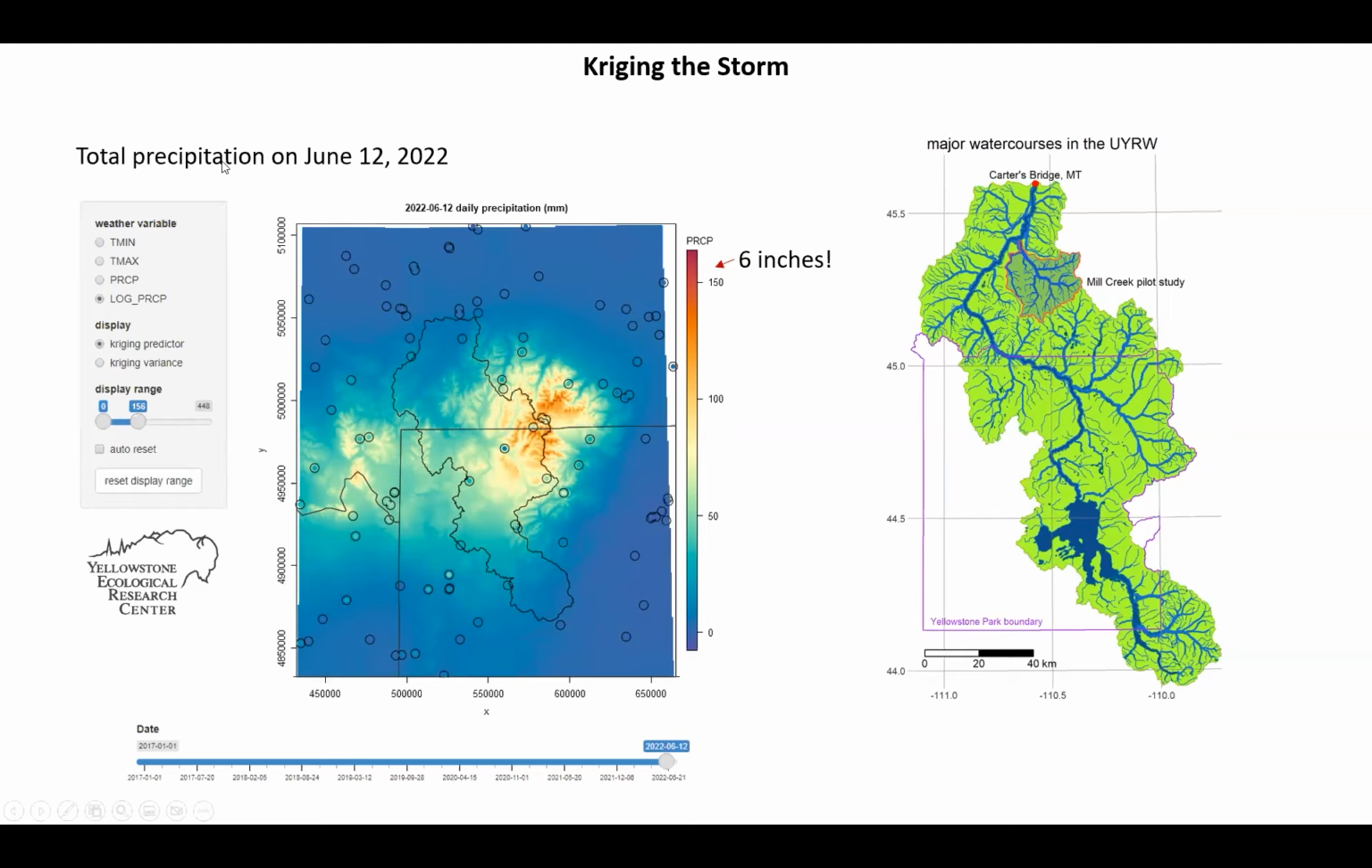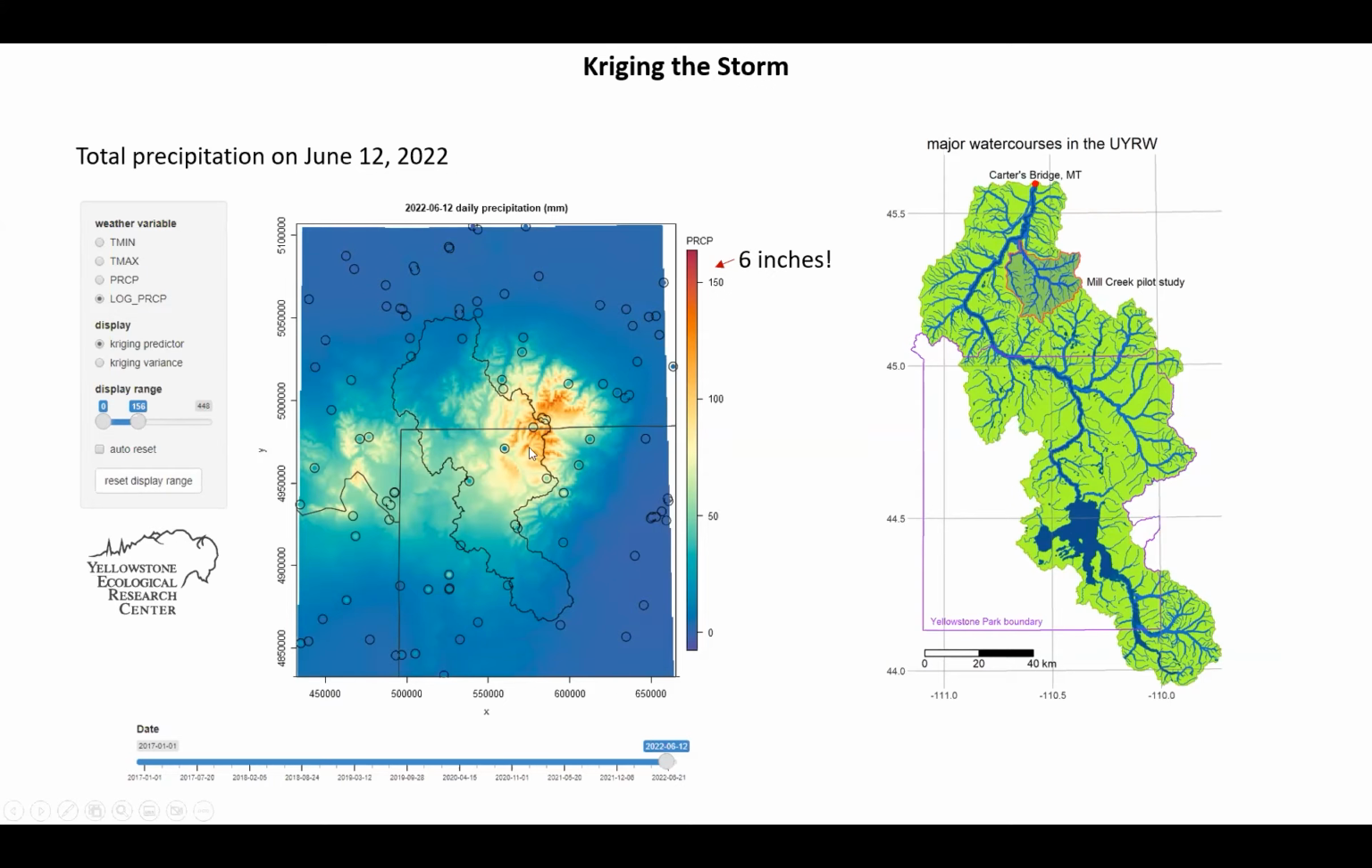This is showing us the total precipitation on June 12th, the day before the flood. We can get a really good high-detail map of the whole Yellowstone area based on a small scattering of weather stations. In this image, all of the black circles are weather stations, and you can see there's a lot of empty space between them. So I'm working on methods for filling in that space and reconstructing this map based on only the station data.